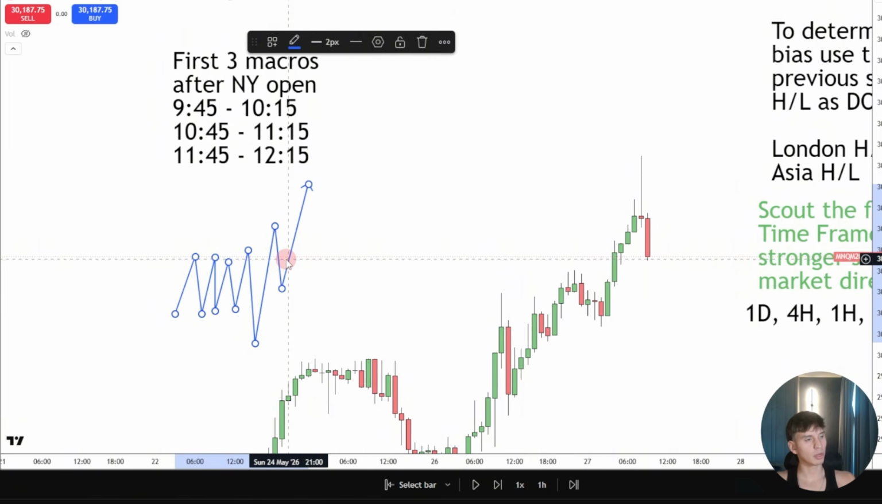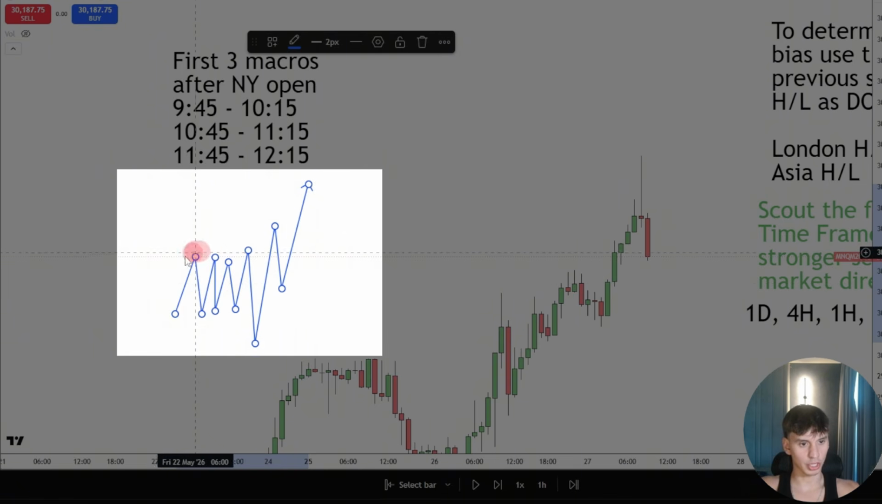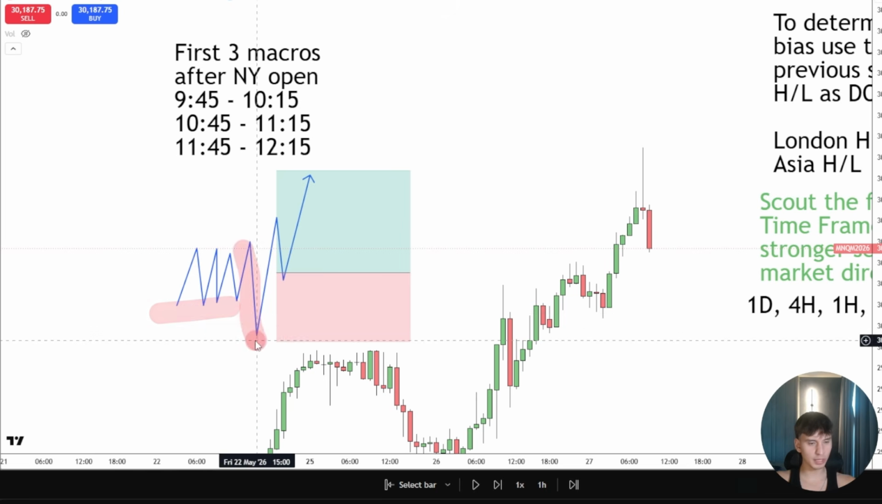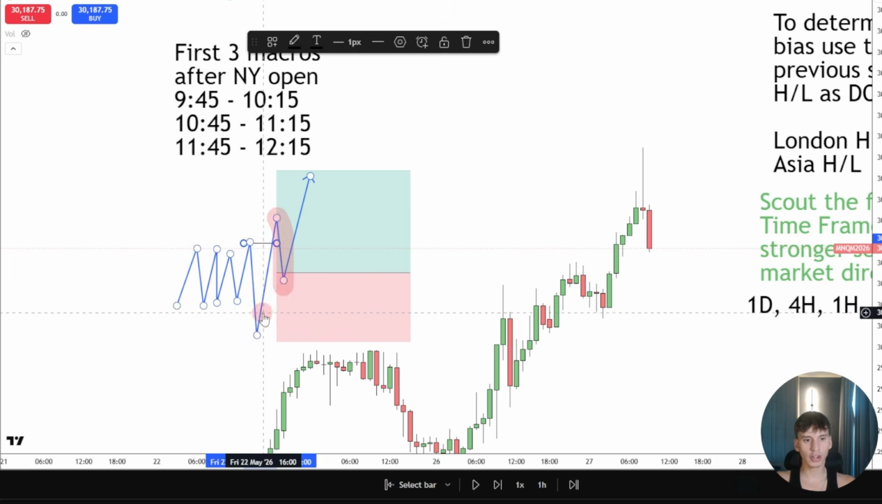The reason the macros are important is because of the power of 3. We have our accumulation, we have our manipulation, and we have our distribution. We can see price sweeps liquidity, which is this low, inverses with a market structure shift above this high, and we enter on our first fair value gap right here to target the highs.